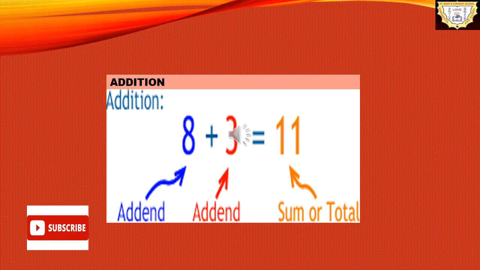Let's see the example of addition. So we have addends in addition. What are addends? Each number that is added in an addition sum is called addend. So here the addends are 8 and 3. So these both numbers are added to get the sum of 11, or total. So whatever we are getting after adding 8 plus 3, that is known as sum or total. This is the addition operation.